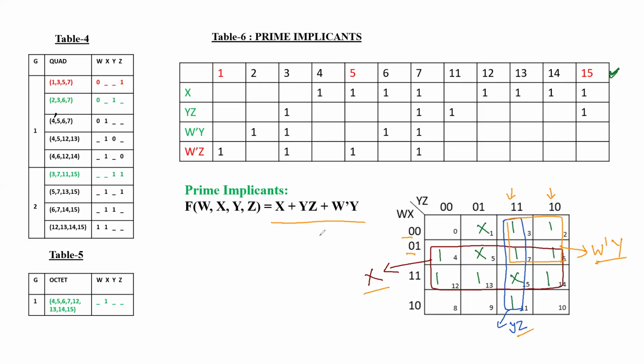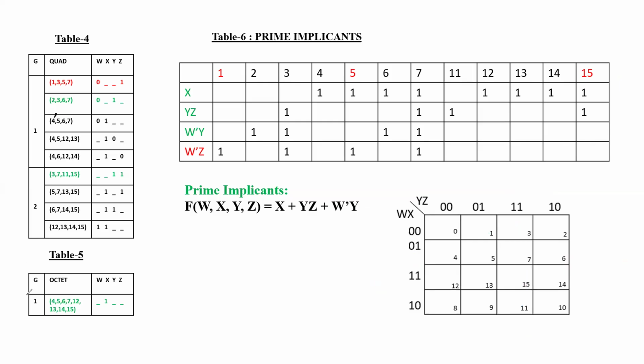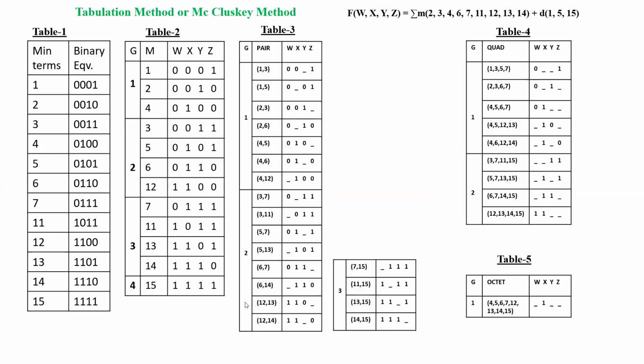So we have verified both by the tabulation method as well as by using the K-map. So here the important thing is how we are going to make the combination. The basic rule for this combination is what? We have to arrange the given information on the basis of number of ones. All min terms we have arranged on the basis of number of ones. Then those min terms which have the same number of ones are kept in the same group.